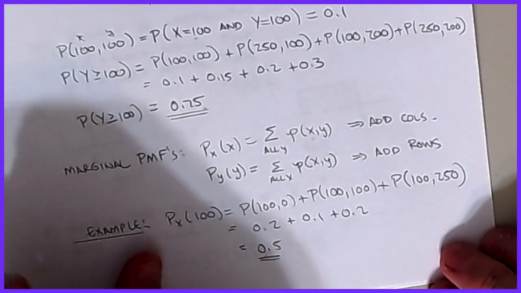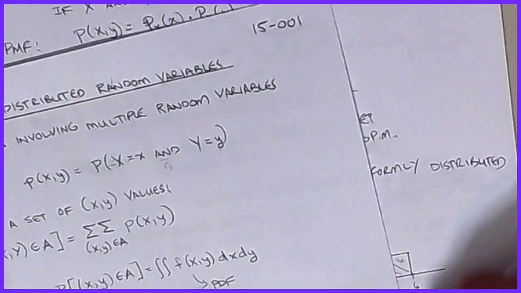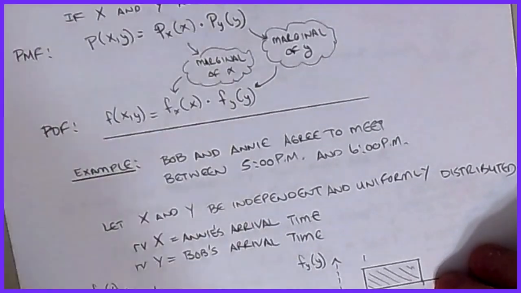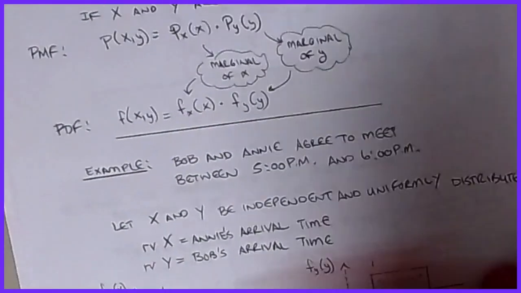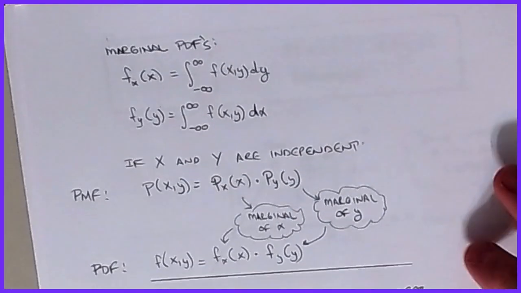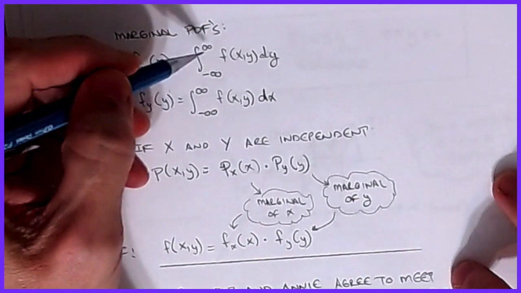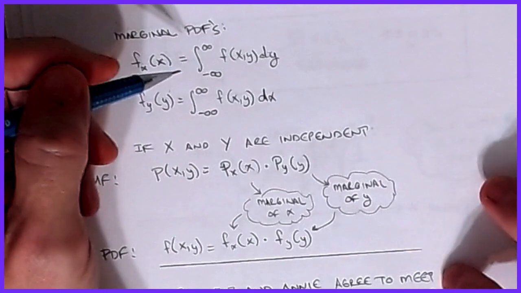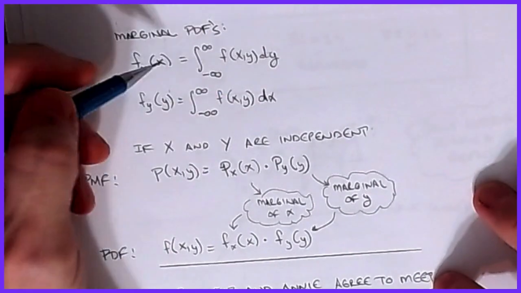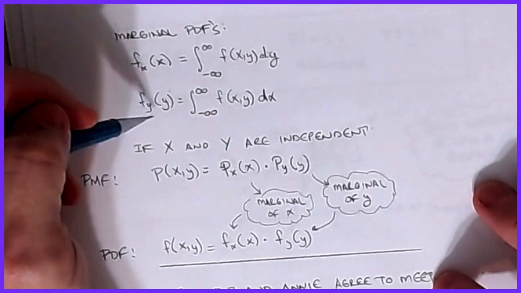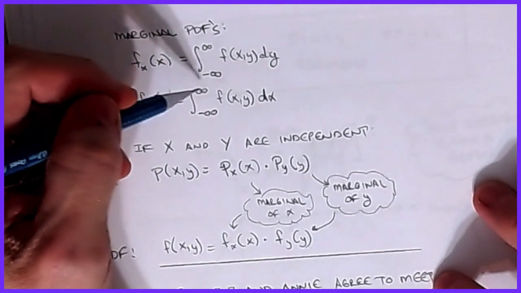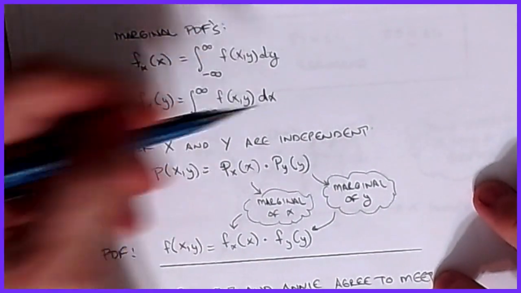Now for marginal PDFs, it's kind of the same game, except instead of summing, I'm now integrating from minus infinity to infinity with respect to dy. And then for f_Y, the marginal with respect to y, I'm now integrating with respect to dx.